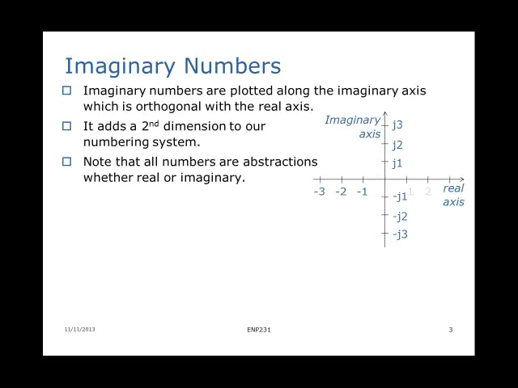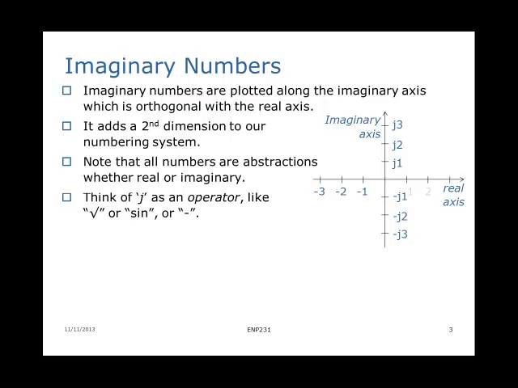Imaginary numbers are plotted along the imaginary axis, which is chosen to be orthogonal with the real axis. We use J in circuits or electrical engineering just so it doesn't get confused with I. So that could be J1, J2, or 1J, 2J. We're going to use J1. We'll put J at the beginning, and that reason will become apparent shortly. This adds a second dimension to our numbering system. And note that all numbers are abstractions, whether they're real or imaginary.